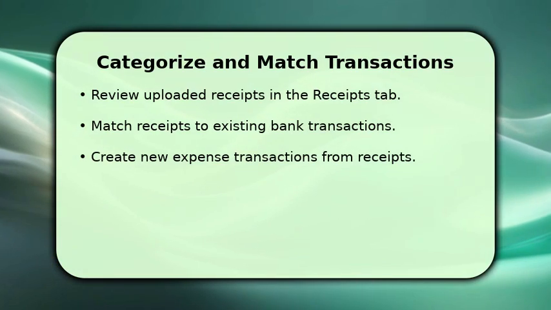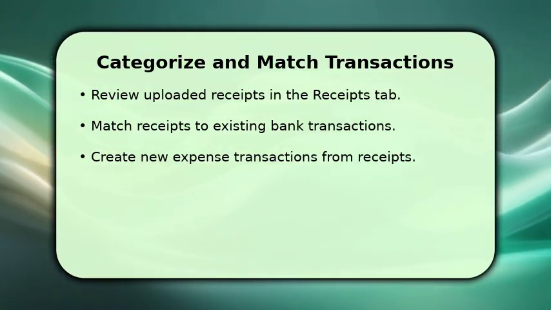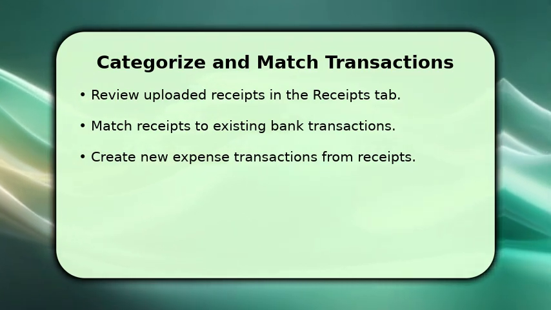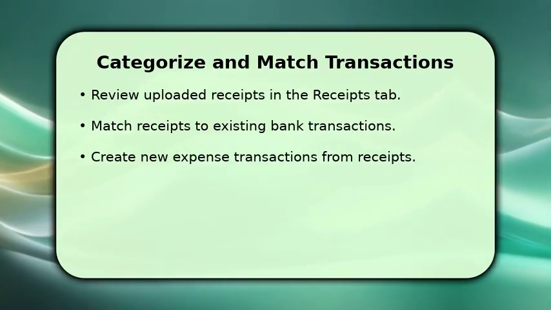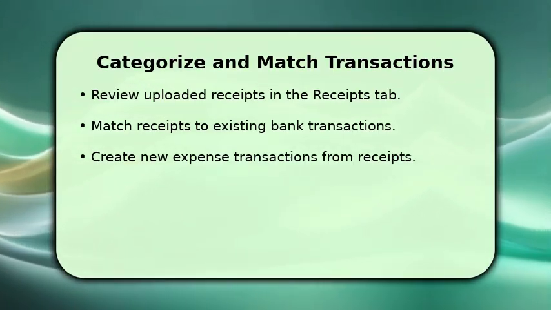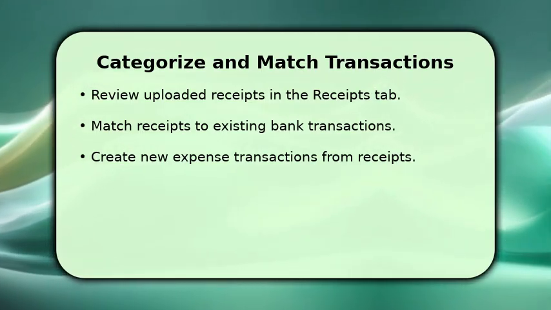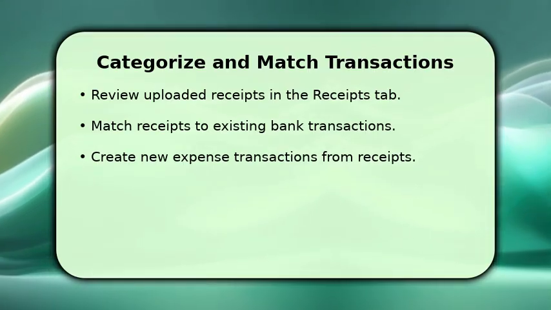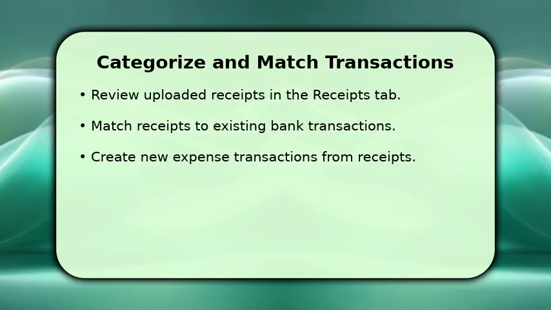Once your receipts are uploaded, it's time to categorize and match them. QuickBooks will often suggest matches to existing bank transactions, saving you a lot of manual work. Simply review the suggestion and confirm. If there isn't a match, you can easily create a new expense transaction directly from the receipt, assigning it to the correct category. This ensures every dollar spent is accounted for.